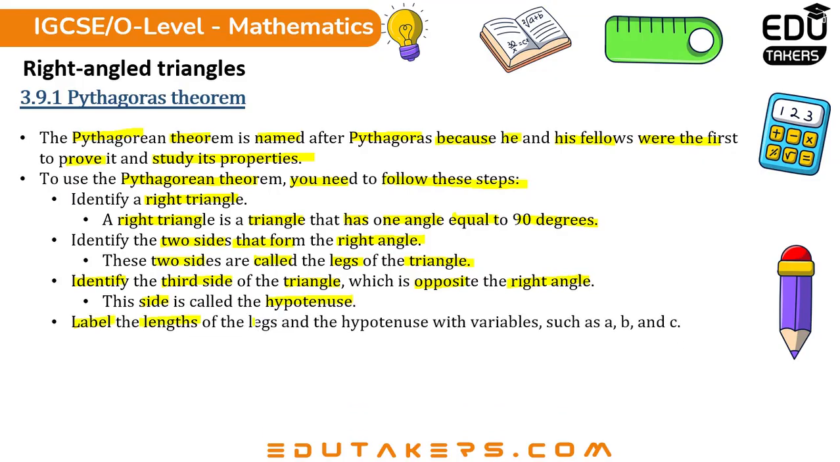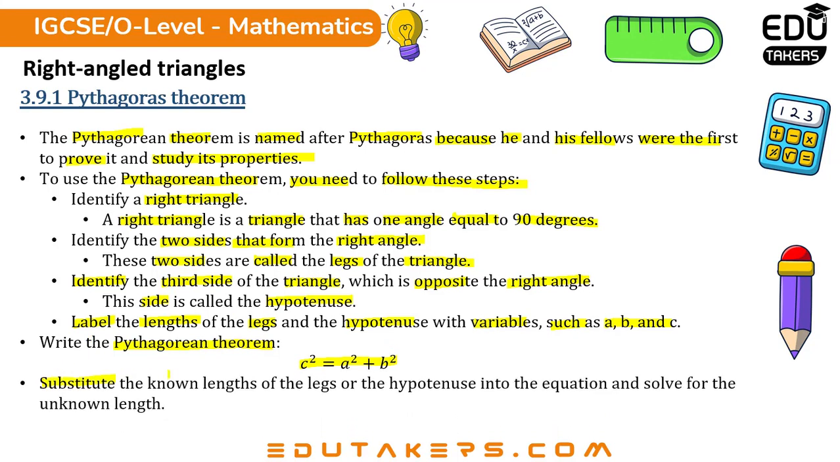Label the lengths of the legs and the hypotenuse with variables such as A, B and C. Write the Pythagorean theorem: C square equals A square plus B square. Substitute the known lengths of the legs or the hypotenuse into the equation and solve for the unknown length.